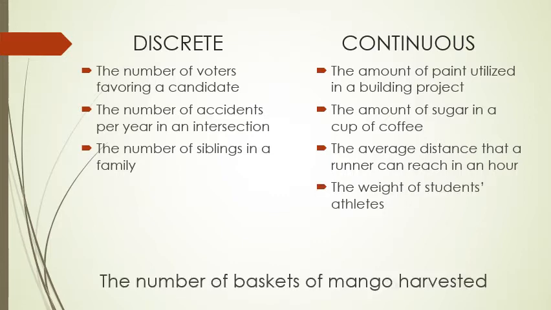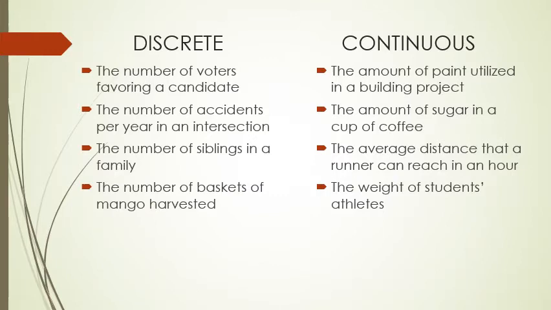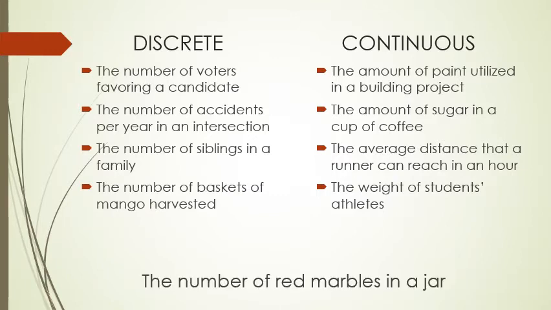Next is the number of baskets of mango harvested. Discrete or continuous? Kadaghanon, so we count the baskets. This is discrete. Next is the number of red marbles in a jar. Ihapon or sukdon? Ihapon. Therefore, this is discrete.